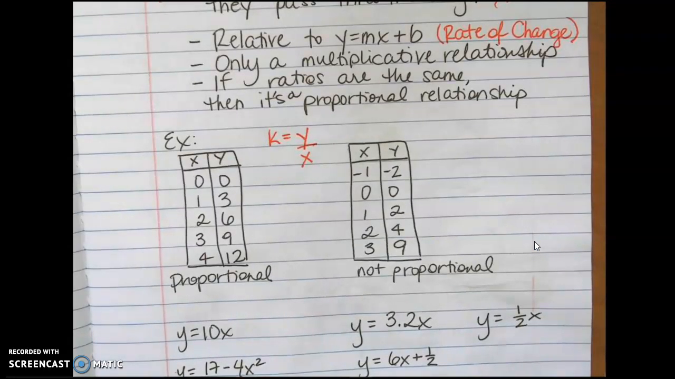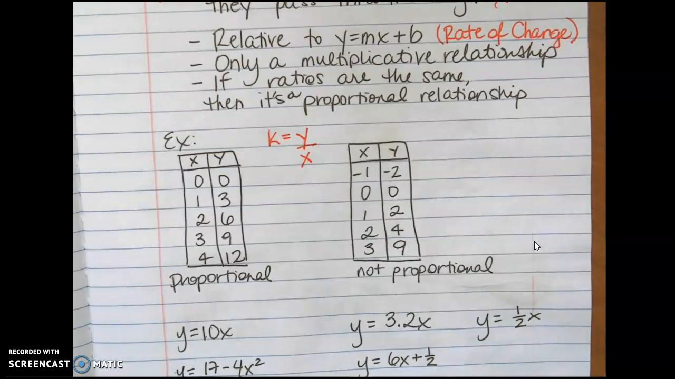Repeat after me. K equals y over x. Again, y over x. Please do not get confused and put x on the top, because they will always give you a multiple choice answer where you have put x on the top.